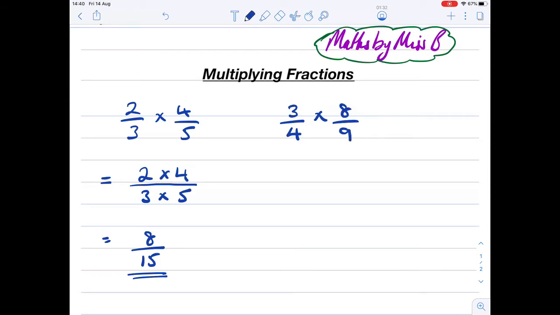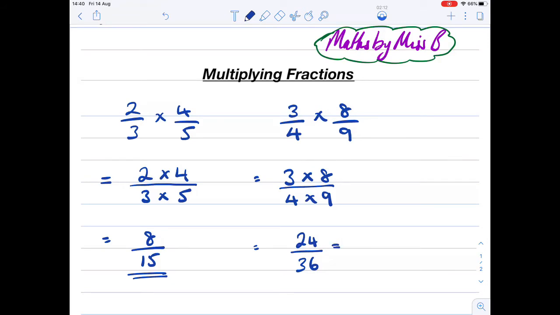Okay, so still the same. We can multiply across by saying 3 times 8 and then 4 times 9. Now 3 times 8 is 24. 4 times 9 is 36. Now you might look at that and say, well, I've done it now, but I can cancel that fraction down. If you're a GCSE student in an exam, if they don't say simplify your answer, then there's no need to do it. But the majority of the time they will say leave your answer in its simplest form, in which case you will need to cancel this down.